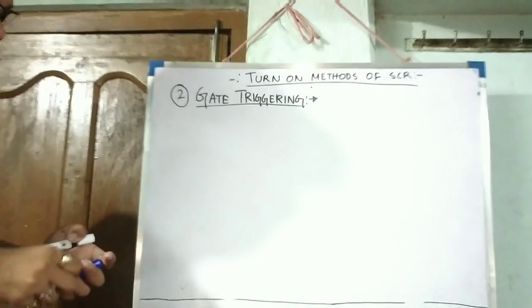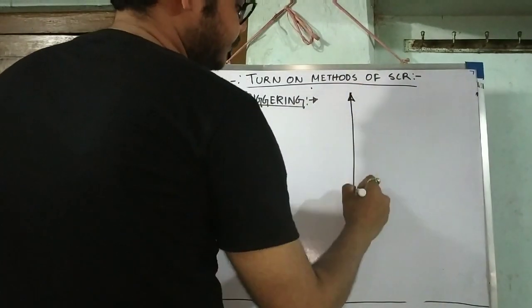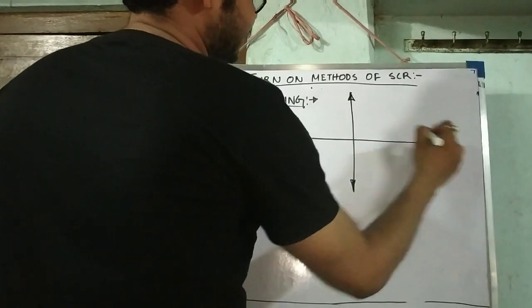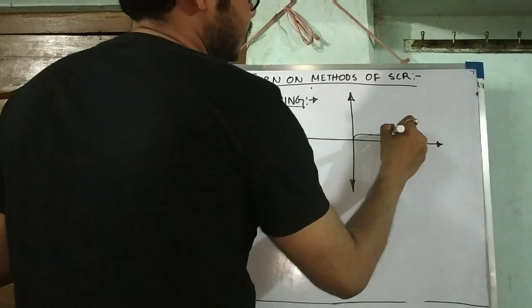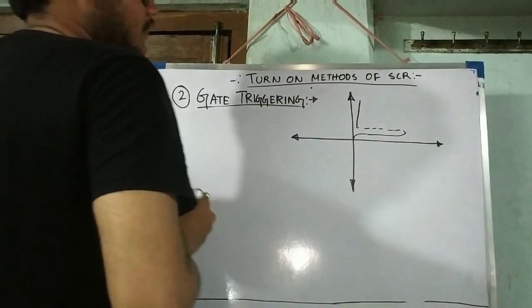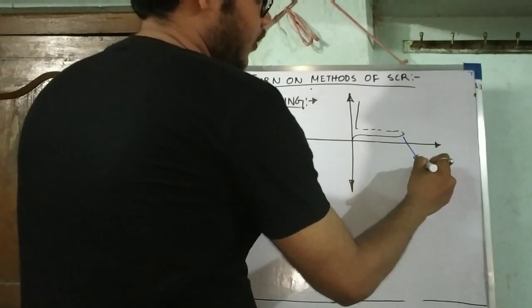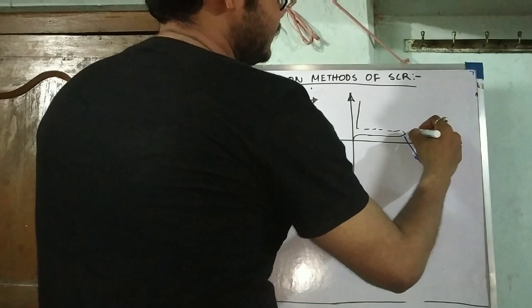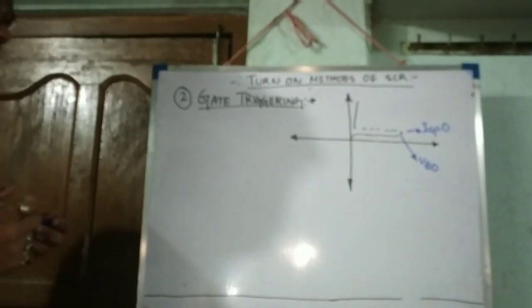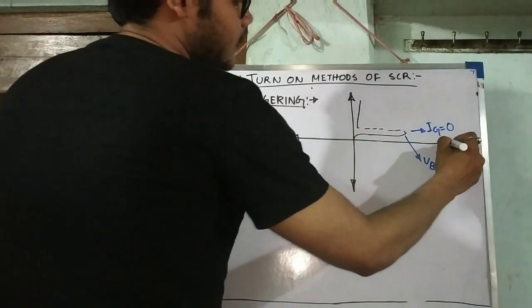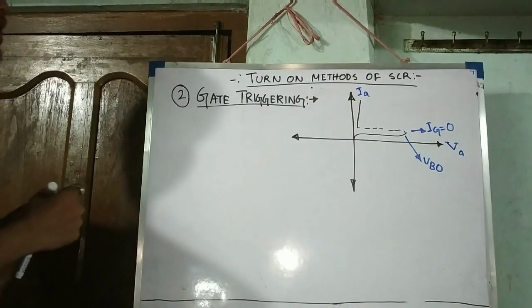So gate triggering. You have seen the VI characteristics, na? The forward VI characteristics look like this, and this is your breakover voltage, when the gate current IG is 0. Now what will happen? Suppose you have applied a gate signal.